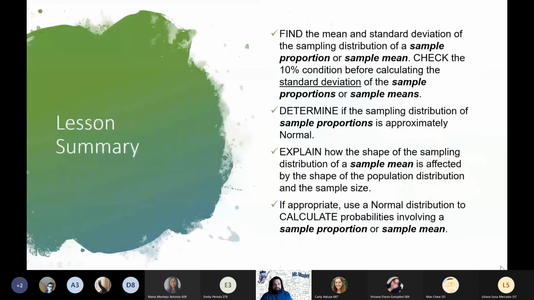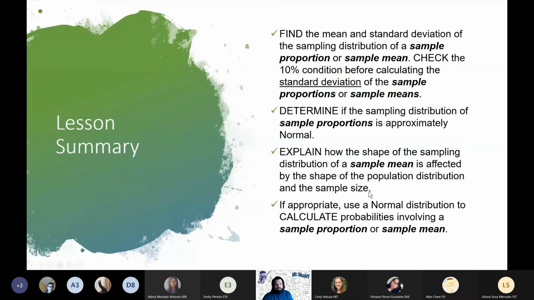So then, ultimately, we've covered our objectives. We can find the mean and standard deviation of the sampling distribution of sample proportion or sample means and check the 10% condition before calculating standard deviation of the sample proportions or sample means. We can determine if the sampling distribution of sample proportions is approximately normal, large counts condition. We can explain how the shape of the sampling distribution of a sample mean is affected by the shape of the population distribution and the sample size.